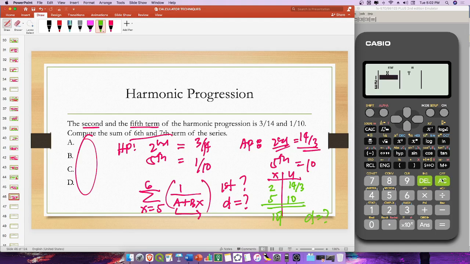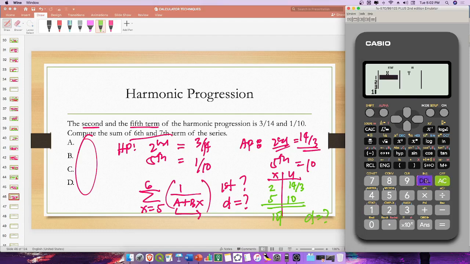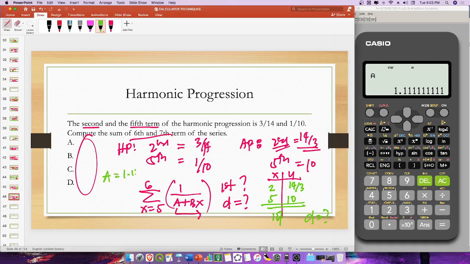Let's try. Input the second term, 2, and the fifth term. Next, we will input 14 over 3, that is in arithmetic progression, and we also have the fifth term, which is 10. Shift stat, this is your data. If you press 5, that is your regression. If you press 1, that is the value of your a. A here is your first term. Press enter. The value is 1.111. So that's your a. I will write it here: a is equal to 1.111.